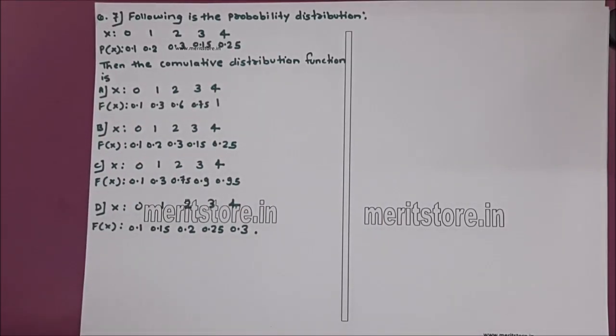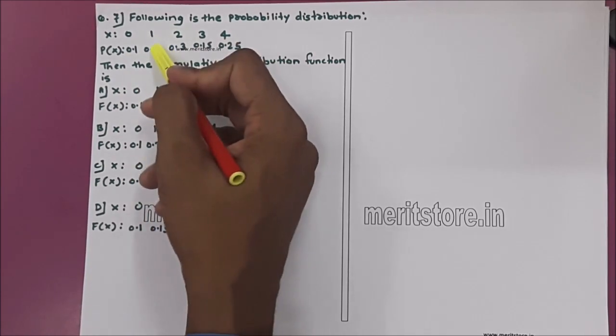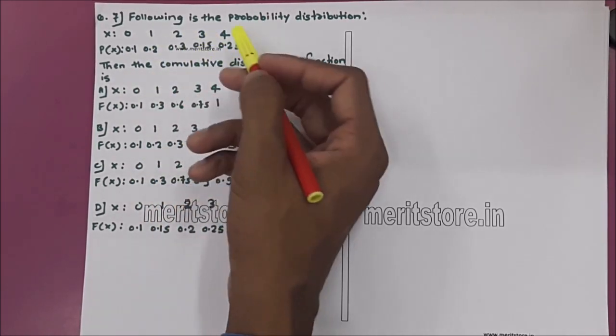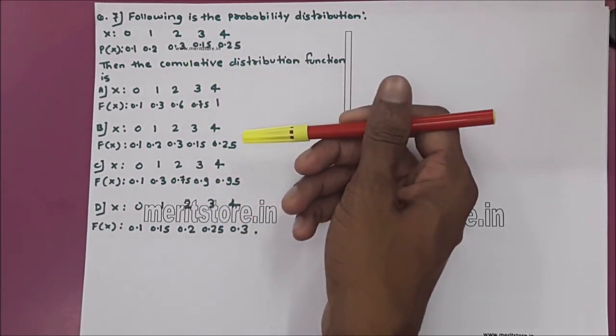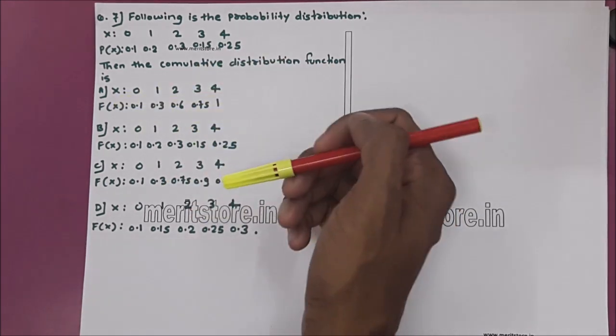Question 7. Following is a probability distribution, we have X = 0, 1, 2, 3, 4. For 0, we have 0.1, that is probability. For 1, we have 0.2. For 2, we have 0.3. For 3, we have 0.15. And for 4, we have 0.25. So then the cumulative distribution function is, we have options with function F(x) and x.